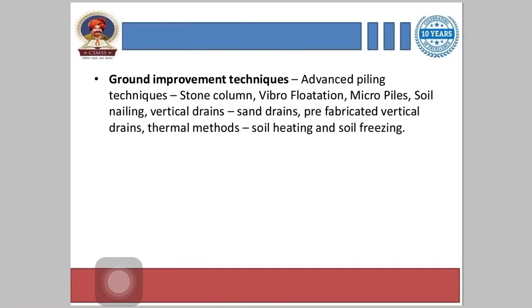Then in ground improvement techniques, advanced piling techniques, stone column, vibro flotation, micropiles, soil nailing, vertical drains, sand drains, prefabricated vertical drains, thermal methods, soil heating and soil freezing. So these things are included in the fifth unit, that is advancement in construction.